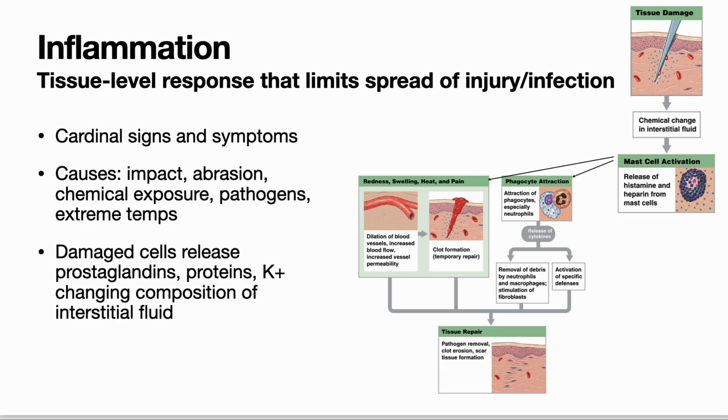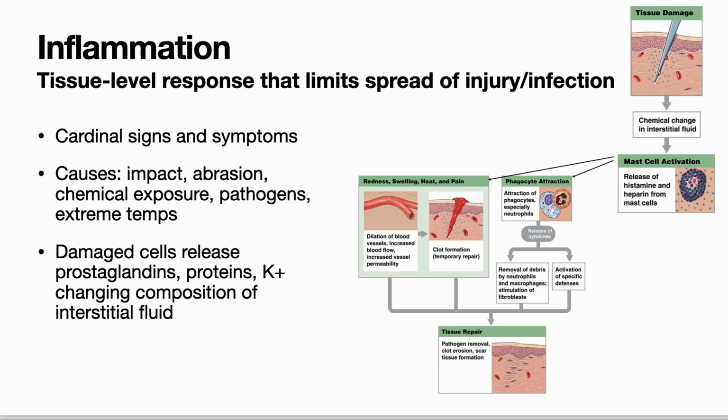So we've got a nice little flow chart here showing us we've got this tissue damage that may have introduced pathogens. So that's going to result in a chemical change in the interstitial fluid, which is going to release histamine and heparin from mast cells and basophils. We've also got activation coming from C3a. So again, we're kind of getting like a double activation here. And again, that's going to result in phagocytic attraction and then also redness, swelling, heat, and pain. And ultimately what we hope to see is repair of the tissue.